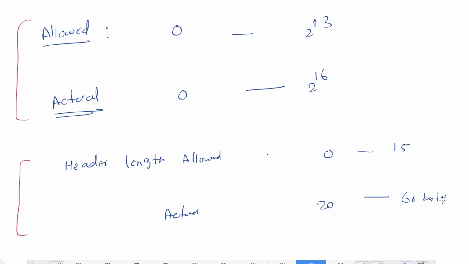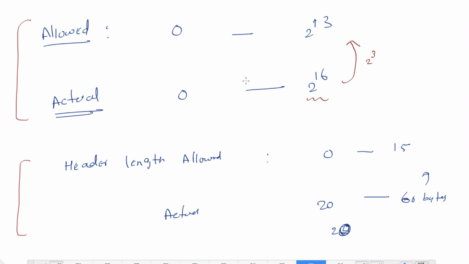So what we did, if you remember, we scaled it down. Whatever our actual value was, we divided by 4, and then we got some number, and then we write that in the header length field, right? So if my actual header length is, let's suppose, 20 bytes, then dividing by 4 gives me 5, so I will just represent 5. Similarly, I will do the same thing here. If my actual is 2 power 16, then I will divide by 2 power 3, which is 8. Whatever number I get, which in this case is 2 power 13, I will represent in the 13 bits, and that I can do, right?